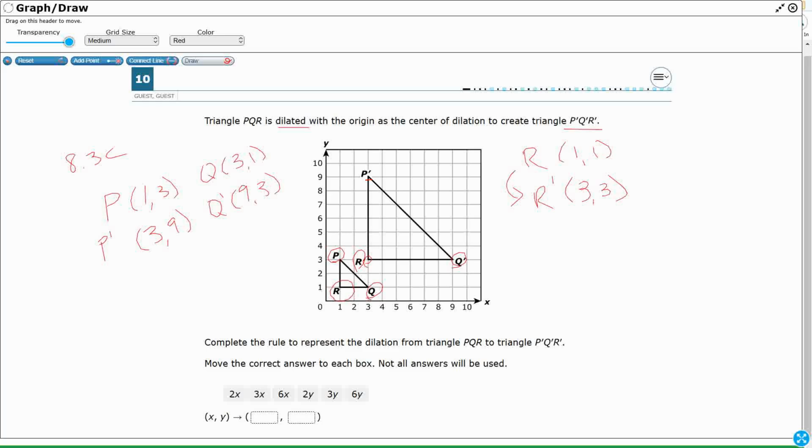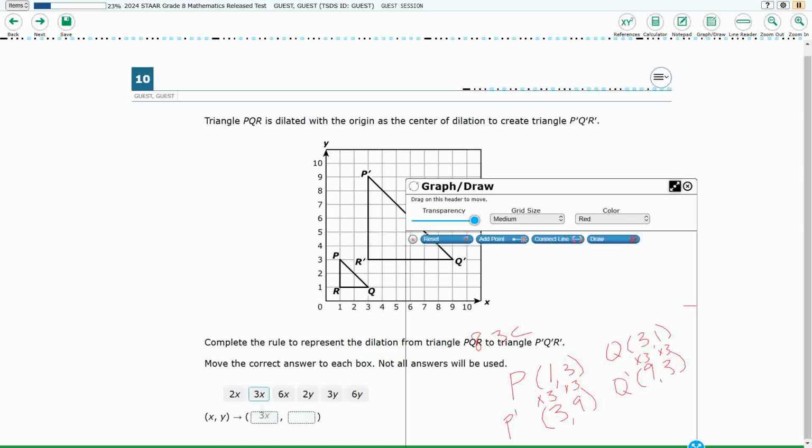What do we need to multiply each of these original values by to get our prime values? Well, the only way to get from 1 to 3 is to multiply by 3. So let's see if that works for each of these. So P, 1 times 3 gives me 3, and 3 times 3 gets me 9. And then 3 times 3 gives me 9. So there we go. That multiply by 3 is going to work. So what I want to do is take my original x, y, multiply each of them by 3, and that's what I'm going to get. So I need my 3x, 3y.